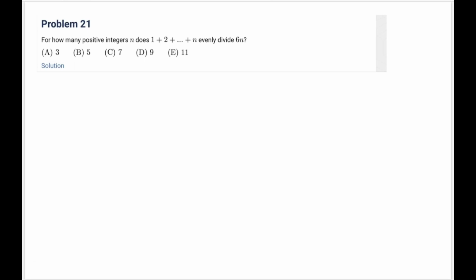Number 21. For how many positive integers n does 1 plus 2 plus all the way to n evenly divide 6n? So we have 1 plus 2 all the way to n, and then we know that this is n times n plus 1 over 2. So this evenly divides 6n, so this is a divisor of 6n.